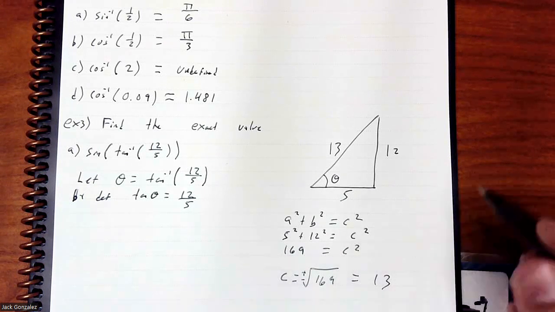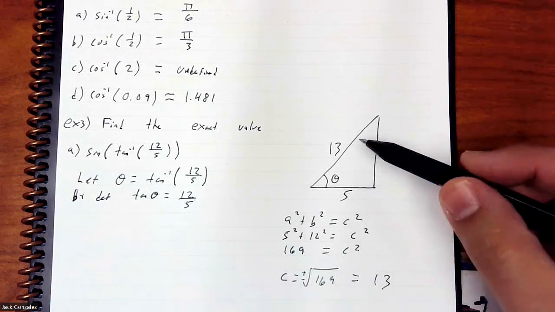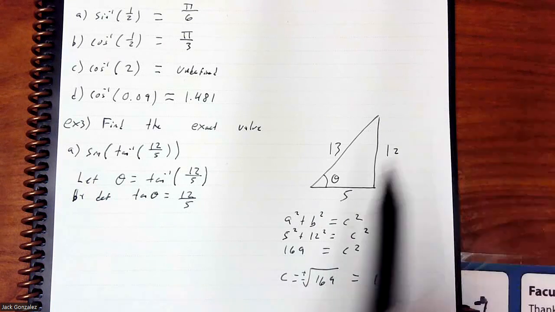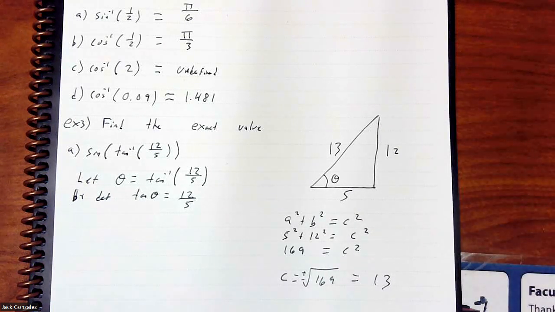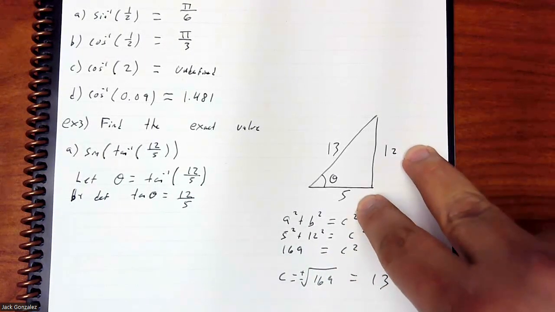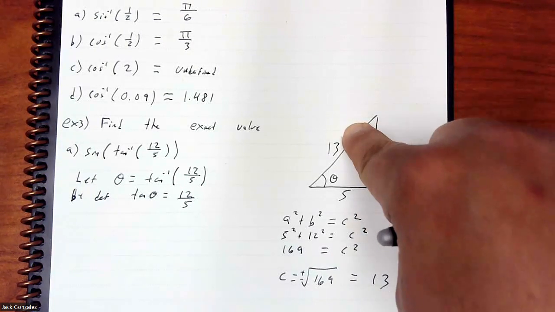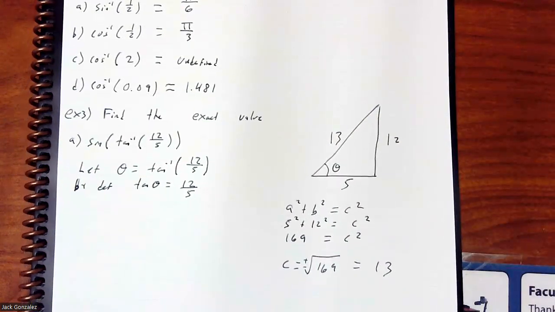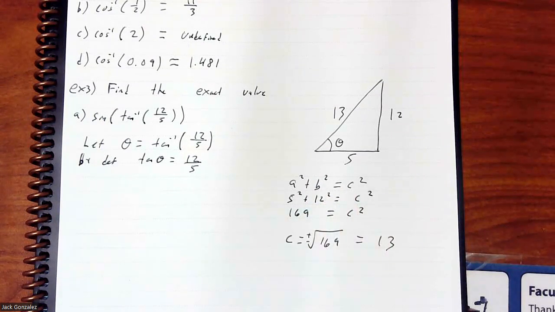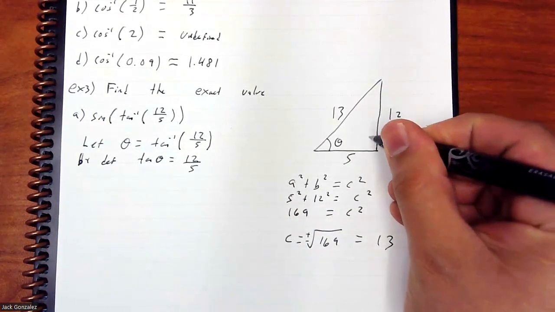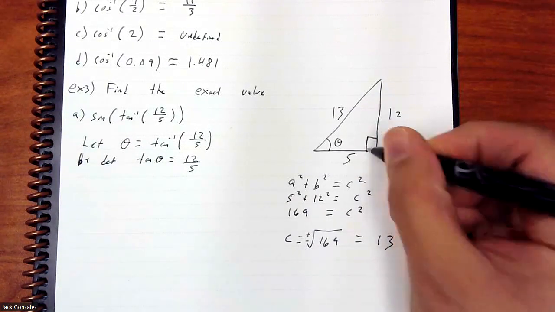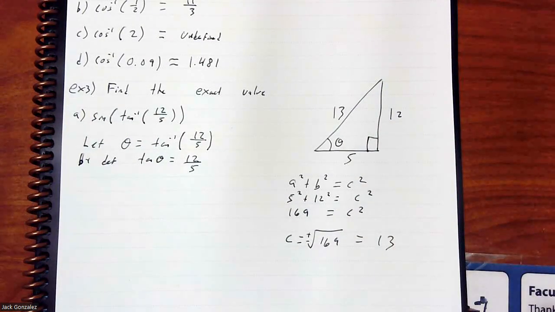Another way to think about it is this is one of the magical triangles, 5, 12, 13, like 3, 4, 5. It's always going to be that way. If you have these as your legs, hypotenuse will be 13 every time. But you can always solve it if you forget. We have a right triangle, so we are allowed to use Pythagorean. Okay.